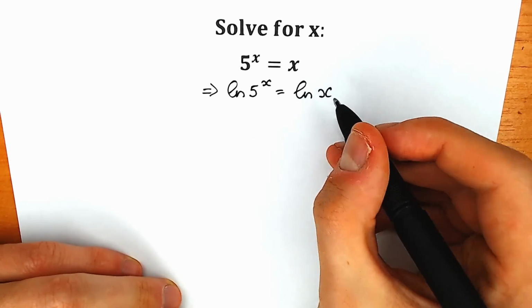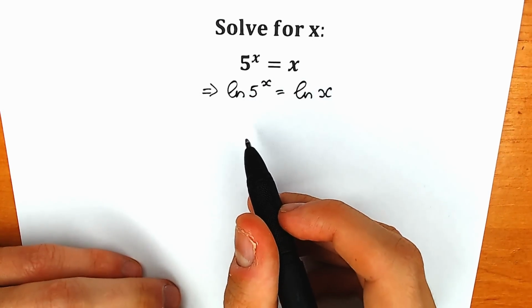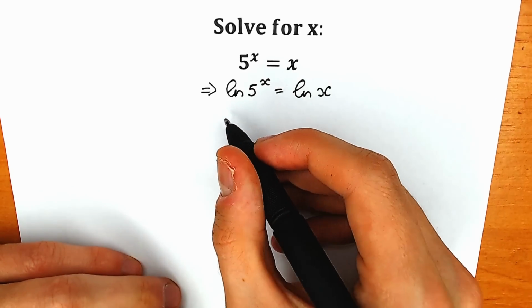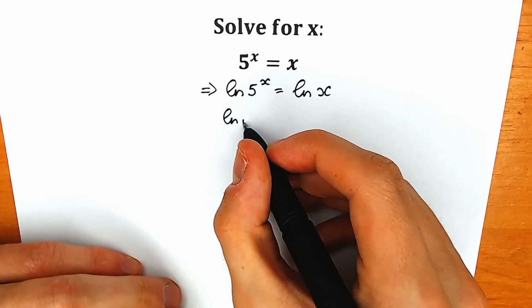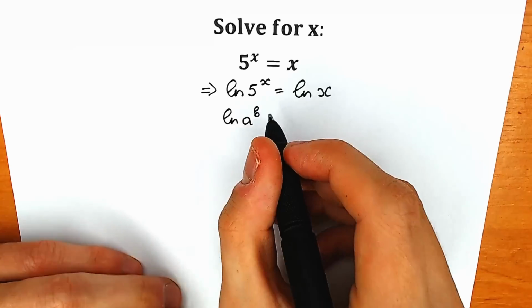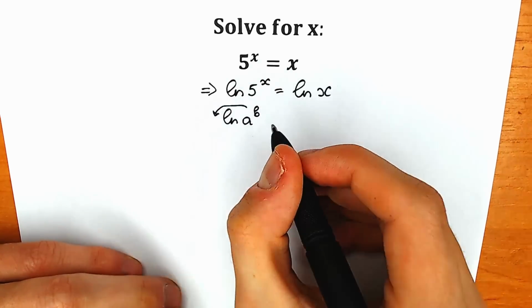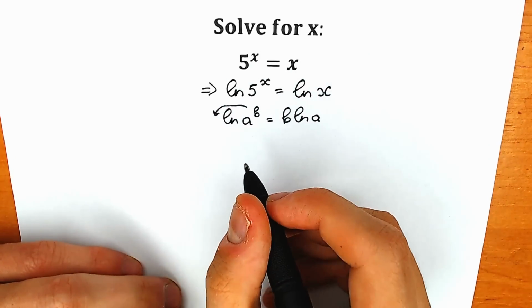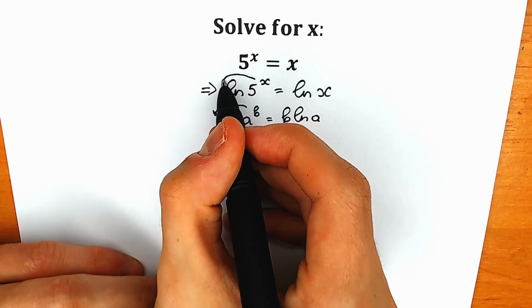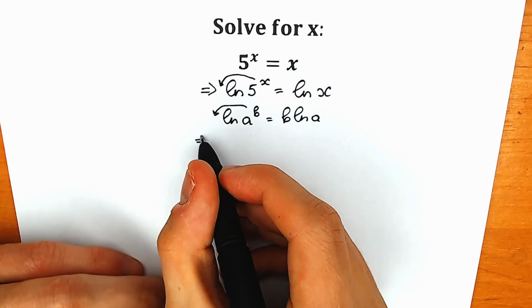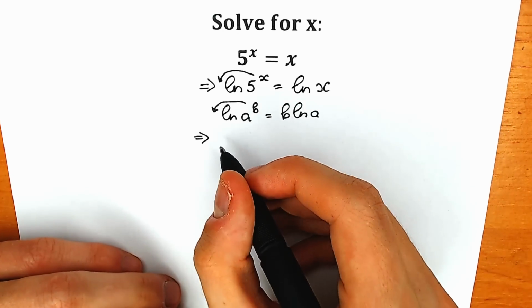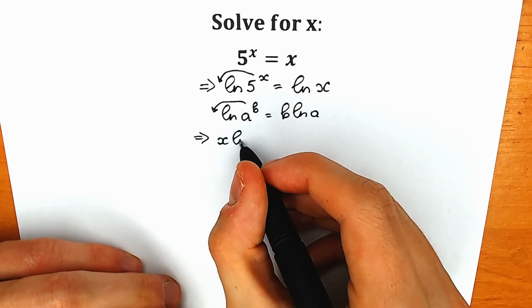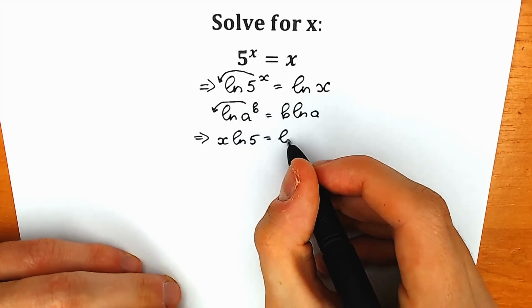And right now, if you look closely at the left side, we have a really interesting expression because we can apply this really basic property. When we have natural log of a with power b, this b can easily be written right here. As a result, we have b times natural log of a. So right now, let's do the same thing right here. This x will come down right here. So as a result, what do we have? x times natural log 5 equal to natural log x.